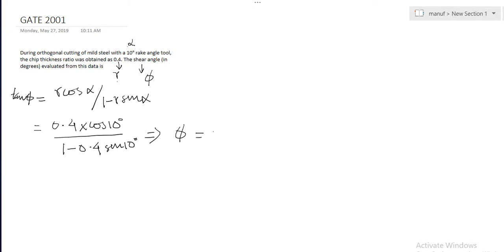Just keep in mind, if you are having a numerical data type question, then you must concentrate on this point. Here it is asked in degrees. If it is asked in radians, then you have to change this into the radian. So just read the question carefully before answering it. Now we will move to the next question.